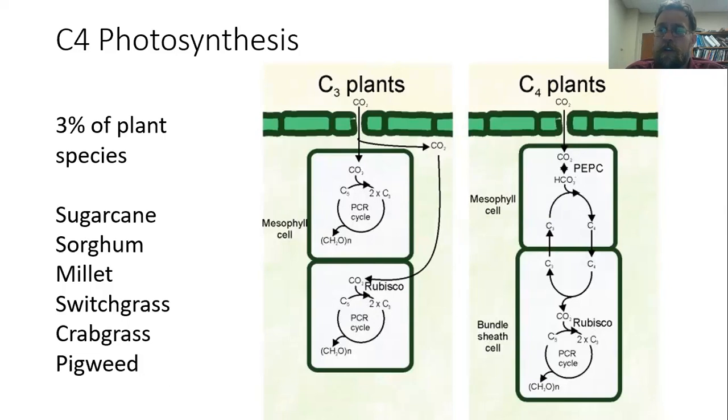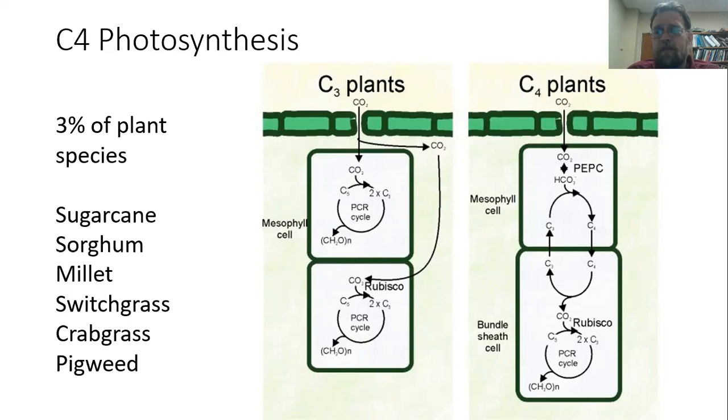And so in order to do this, they start off the process of photosynthesis and then send those materials to what are called the bundle sheath cells. Those surround the vascular tissue in the plant. And then it goes through the second step of photosynthesis there. And that just defends the plant and allows it to grow really well in conditions that are very hot.